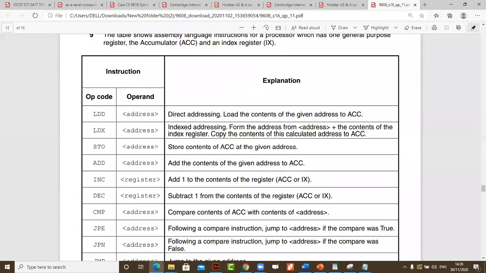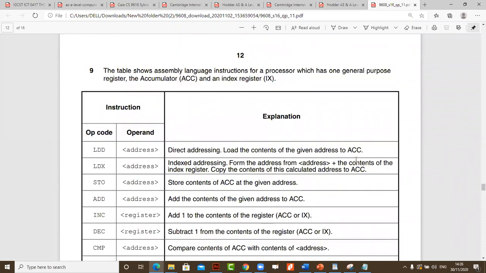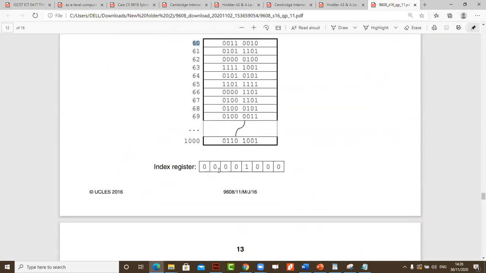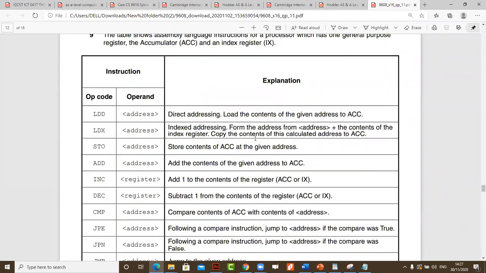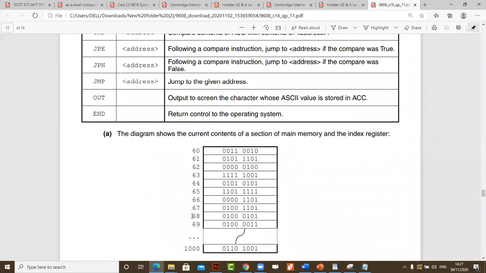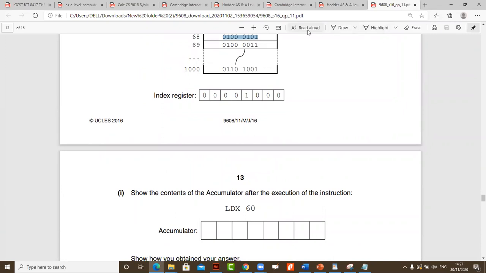मैंने भी ये part किया है. Form the address from the address. Okay, पहले करो address को plus address क्या है? 60 is the address. 60 is the address plus the content of the index. The content क्या है? Index इसका content क्या है? 8 है ना? The content is 8. So 8 plus 60 is 68. ठीक हो गया. फिर वो कहता है copy the content of this calculated address to accumulator. Okay, which means 68. 68 जो मेरे पास आया है, इसका जो भी content है इसको डिस्प्ले करा दो इधर. You get the point? So what will I have?